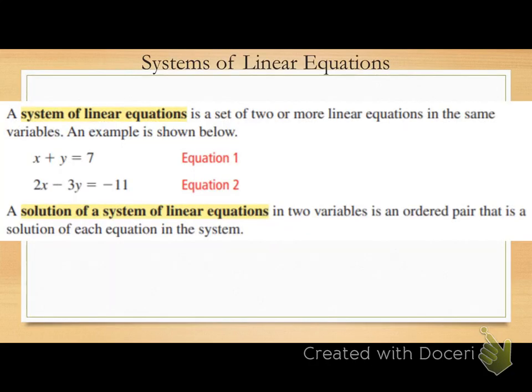So let's first understand what a system of linear equations is. It is a set of two or more linear equations in the same variables. So you have two or more equations together in a group, and they have the same variables. That's what a system of equations is. An example of that is shown below: x plus y equals 7, 2x minus 3y equals negative 11.